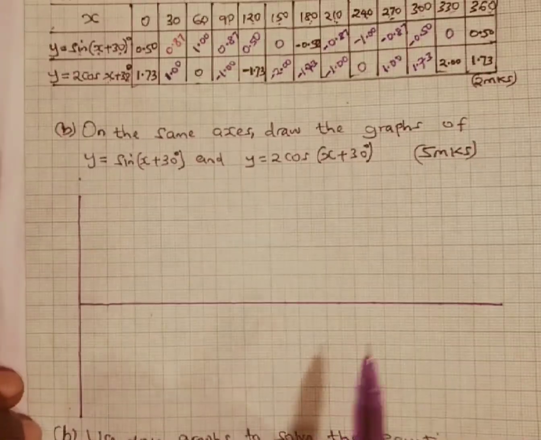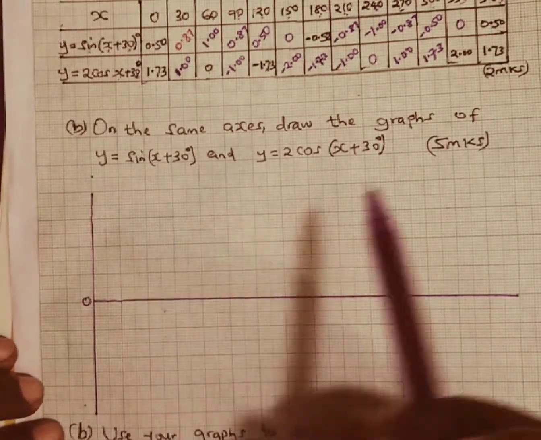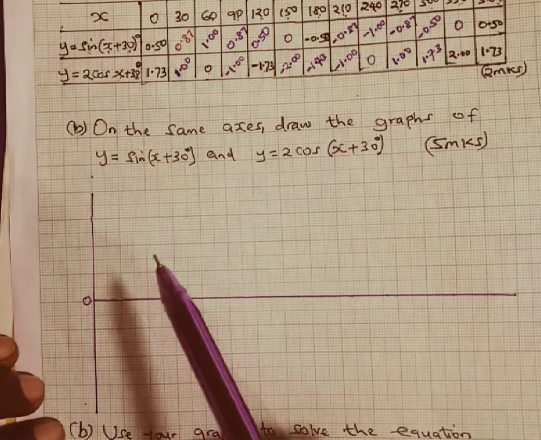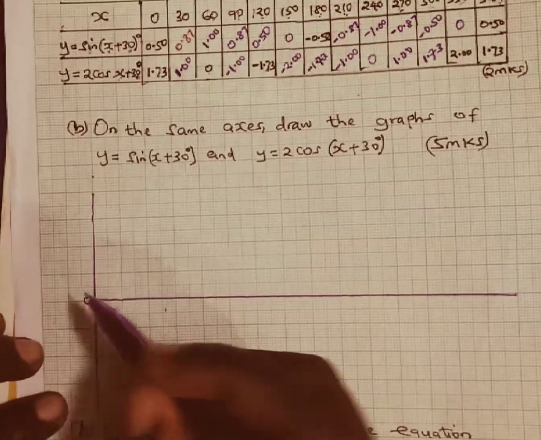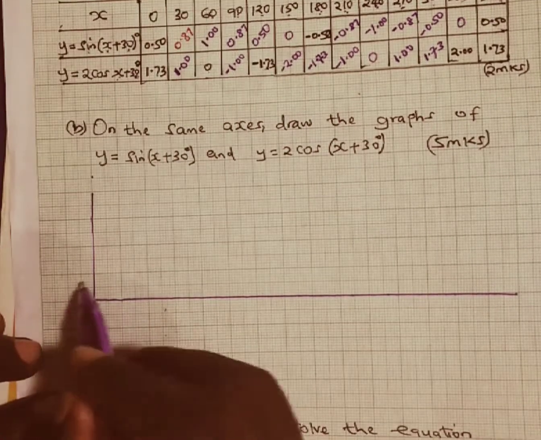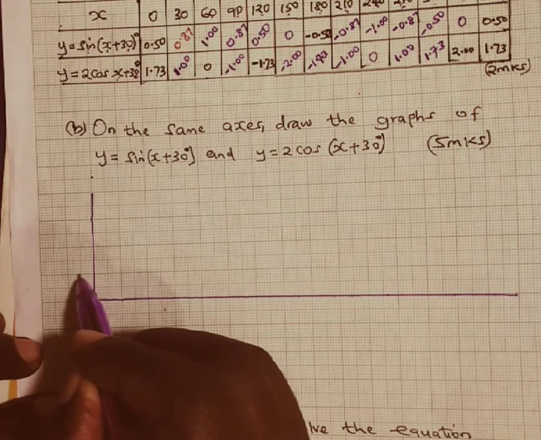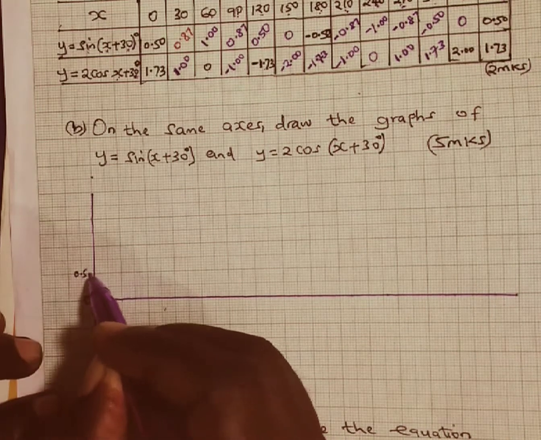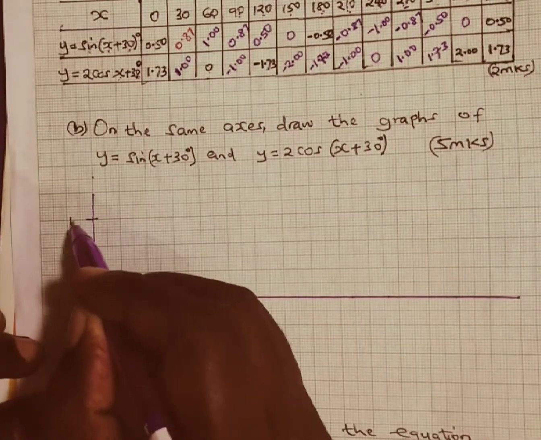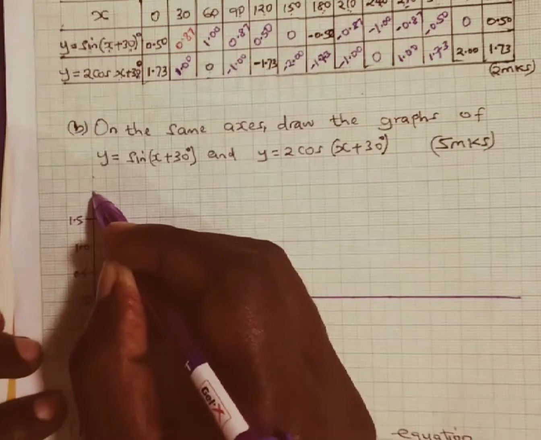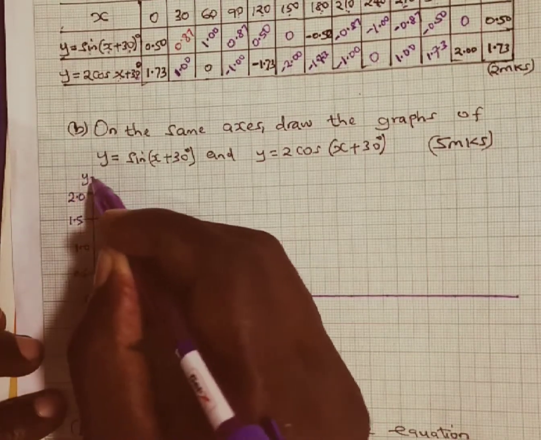That is our Cartesian plane, and the common point is 0. Since the highest value of y is 2, we can go with a scale of 0.5 units, where if this is 0, this one is going to be equal to 0.5, then this one becomes 1.0, then this one 1.5, then lastly here we have 2.0, and this is the y-axis.